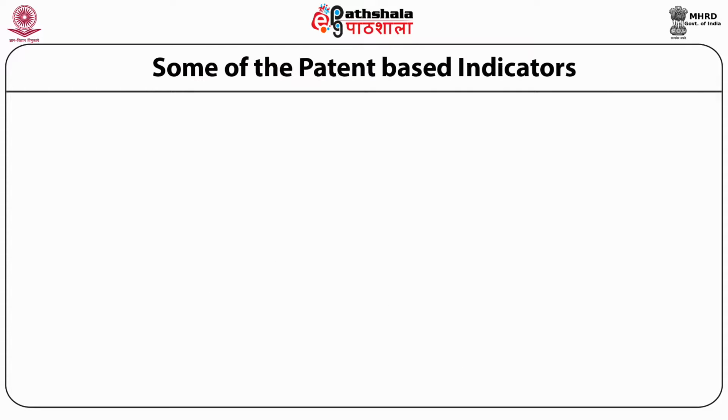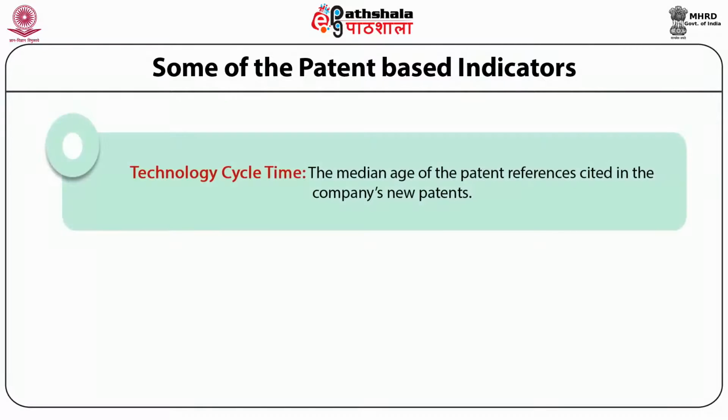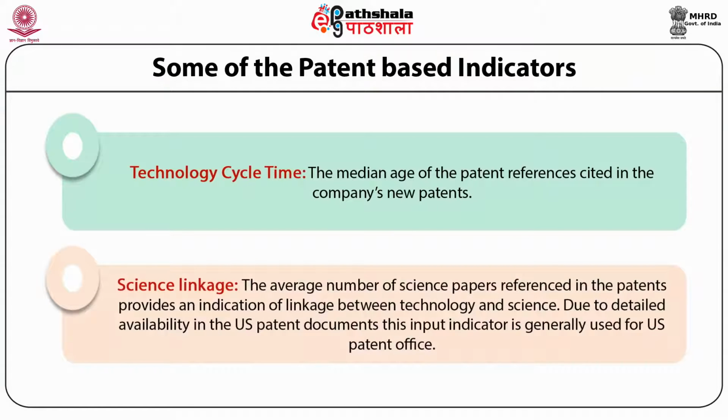We introduced two further indicators, technology cycle time and science linkage. The technology cycle time in a sense shows how fast your patents are in the current technology scenario. Indirectly, it looks at the median age of the patents which have been referred or cited in that company's or country's new patents.